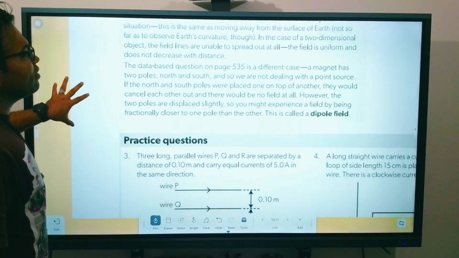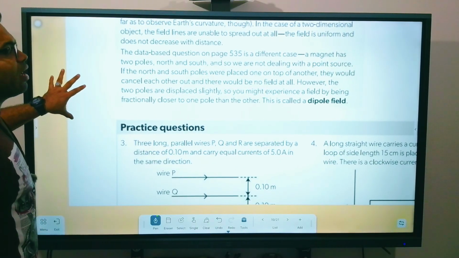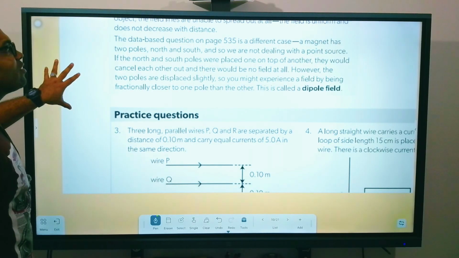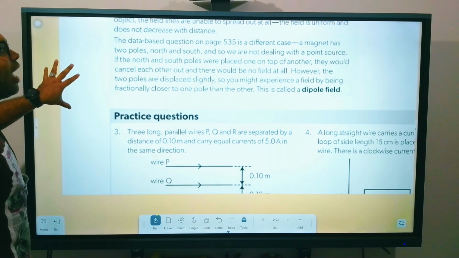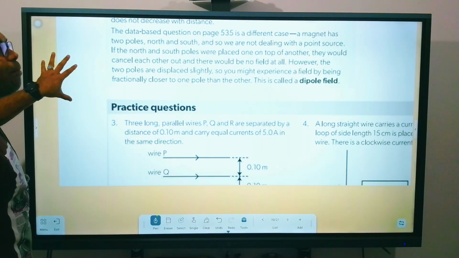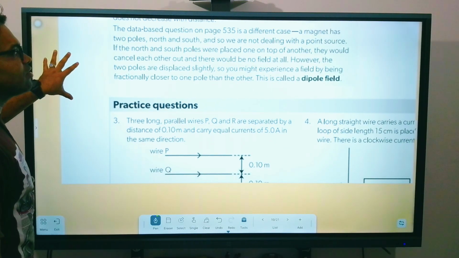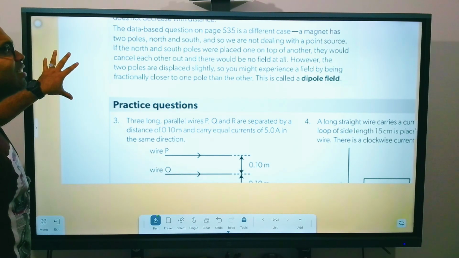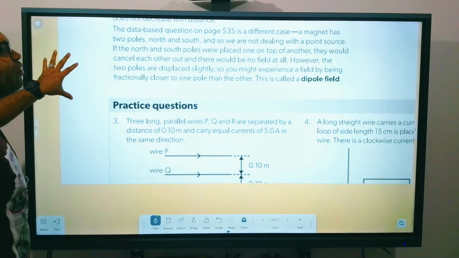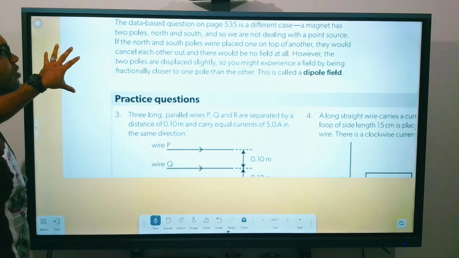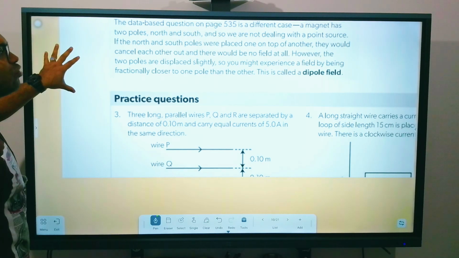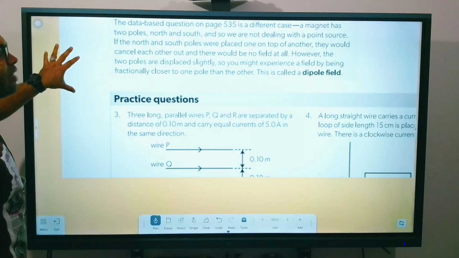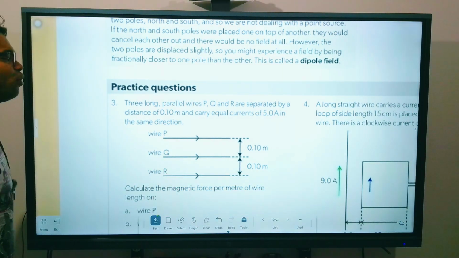Now, the database question on page 535 is a different case. A magnet has two poles, North Pole and South Pole, and so we are not dealing with a point source. If the North and the South Pole were placed one on top of each other, they would cancel each other out and there would be no field at all. However, the two poles are displaced slightly, so you might experience a field by being fractionally closer to one pole than the other. This is called a dipole effect.